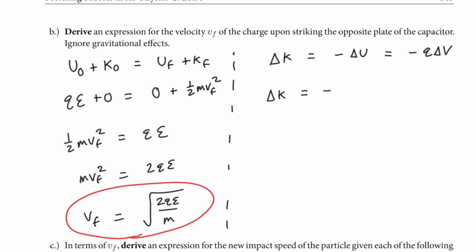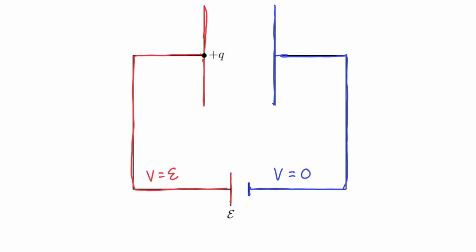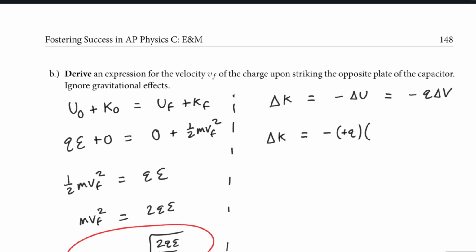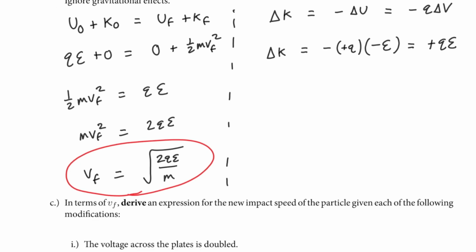So this means delta K would be equal to negative. The charge is just plus Q, so I'm actually going to write that plus Q in parentheses. And then we have to think about what our delta V is. Regardless, the battery voltage is epsilon. And if the charge travels from something connected to the positive terminal to something connected to the bottom terminal, delta V, no matter how you define it, is going to be epsilon, but it's a decrease. And notice this will make sense because we get a positive number for delta K, indicating our charge sped up.